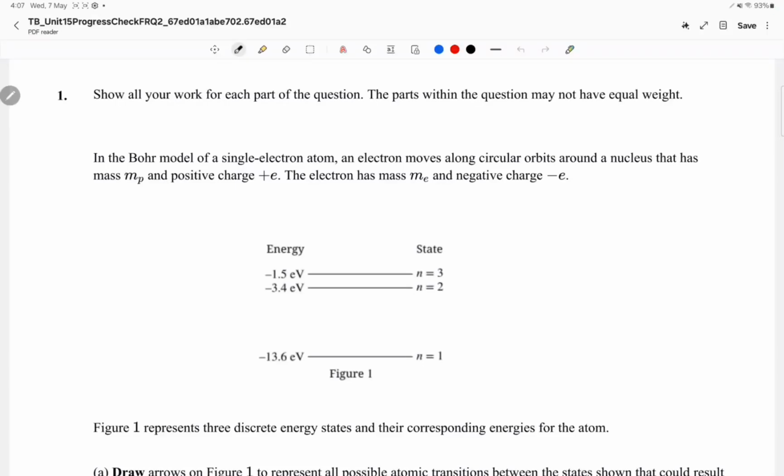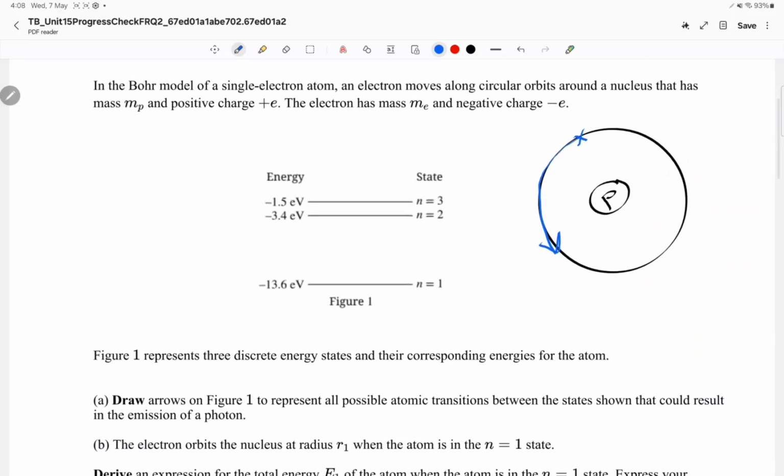So in the Bohr model of a single electron atom, an electron moves along circular orbits around a nucleus that has mass of mp. So right now we have a nucleus. In the center there is a proton who has mass of mp, and it also has a charge of positive, obviously, because protons are positively charged, and the electron is moving in a circular orbit around this proton in the center.